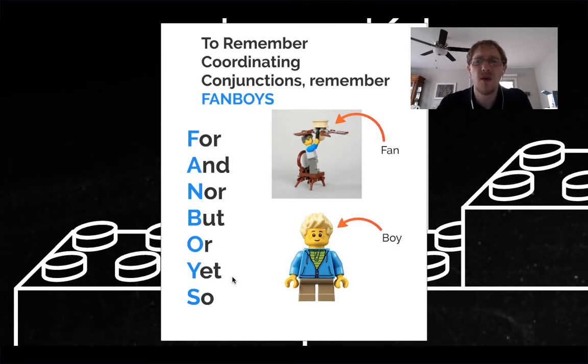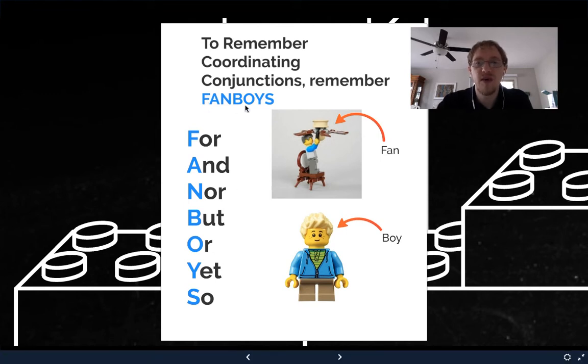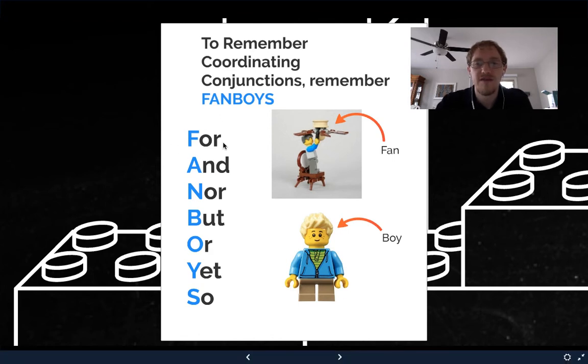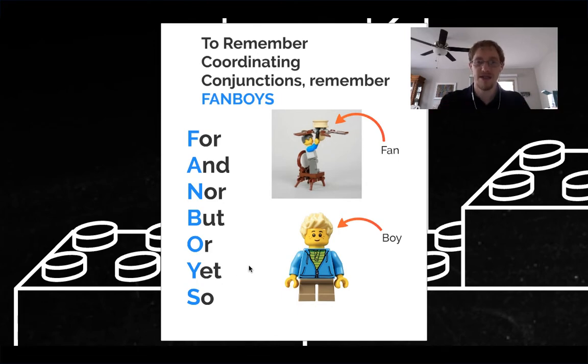What are coordinating conjunctions? I usually call them fanboys. Fanboys helps me remember what the most common coordinating conjunctions are. We have for, and, nor, but, or, yet, and so. These small words are used to connect two independent clauses.